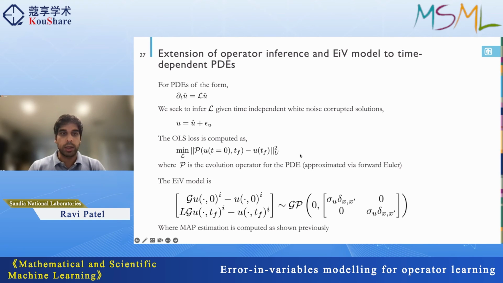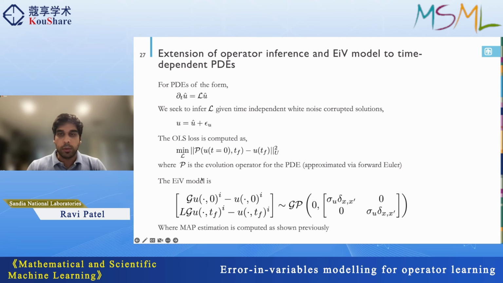So we can write the ordinary least squares loss as shown here, where we have this evolution operator P that takes u at time 0 to u at a final time T. And the ordinary least squares loss would try to minimize the L2 error between that and the data at the final time.